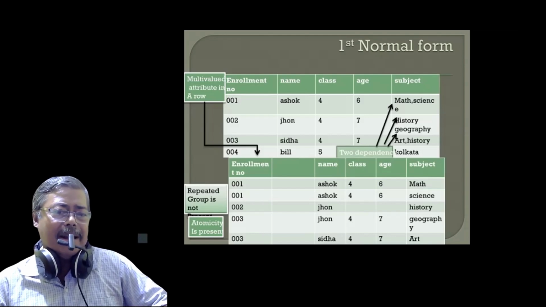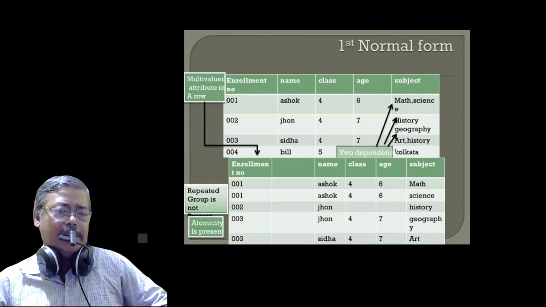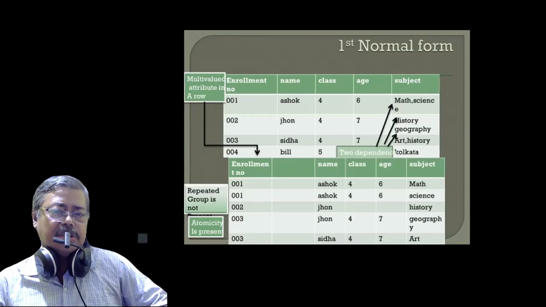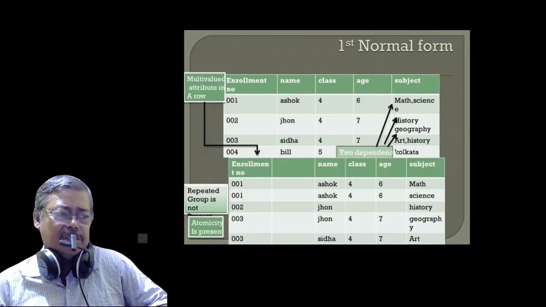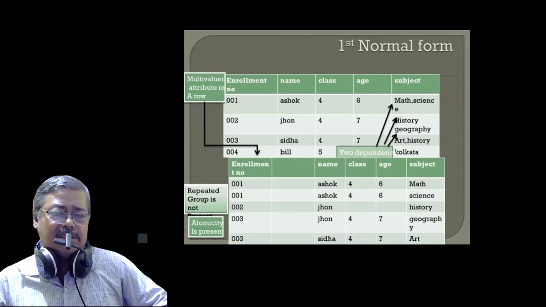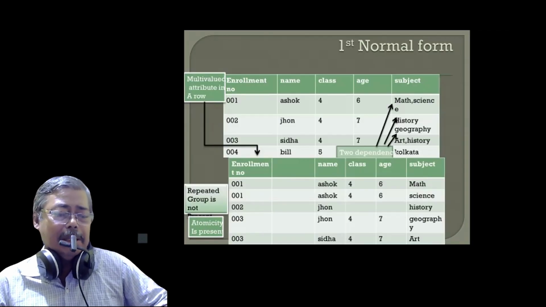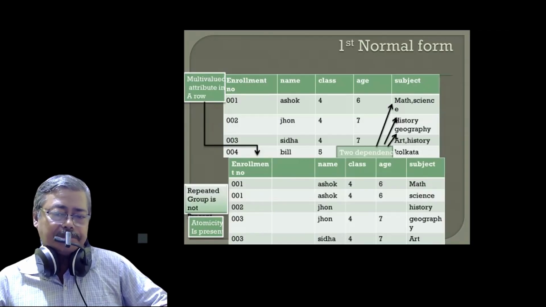Normalization removes the multi-value attribute. Now see that enrollment number, name, class, age and subject are shown in one table. But this table also shows different attributes in the same column and same row. Math and science are allotted to the student with enrollment number 1. Another is history in row number 2. And in row number 3, multiple values are shown in the row.